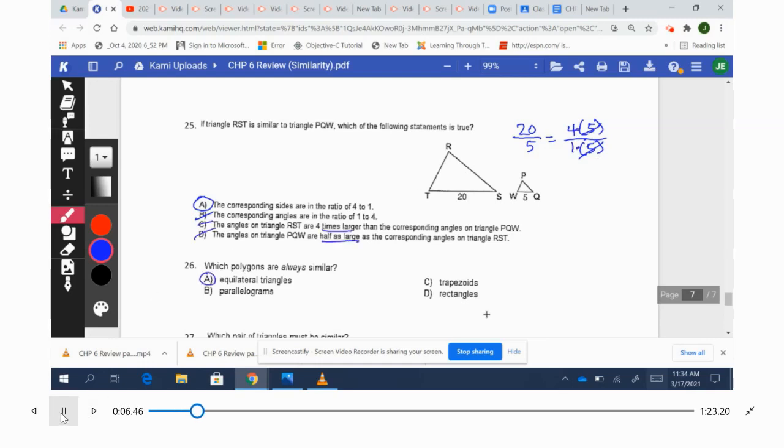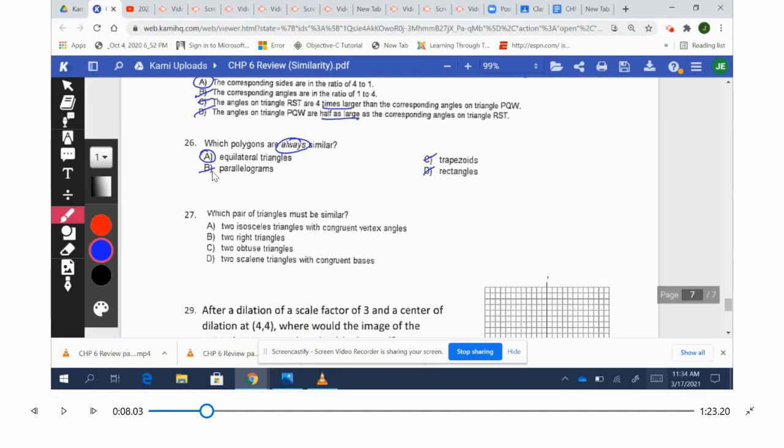Which polygons are always similar? Equilateral triangles have to be. Trapezoids, they don't have to have the same angles. Okay, you can have trapezoids without the same angles. Rectangles, even though they'll have all angles 90 degrees, you could have corresponding sides that are not proportional. So equilateral triangles, they all have 60 degrees. They all have the same side lengths.